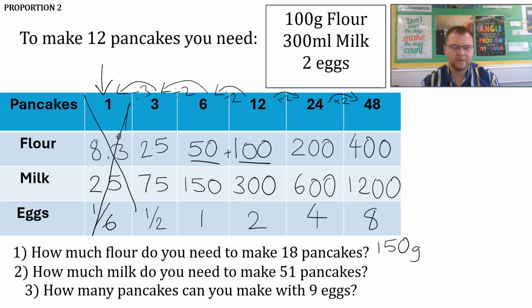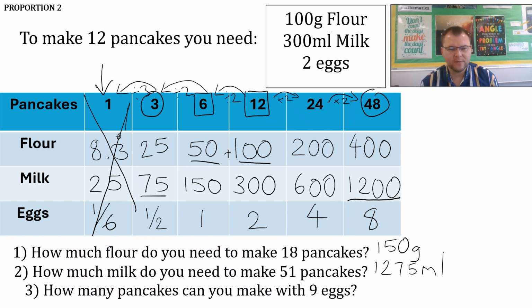How much milk do you need to make 51 pancakes? 51 pancakes is 48 plus 3. Okay, maybe I'll put those in boxes, the 6 and the 12 from the previous first one. 48 and 3. So 1,200 ml, add 75. 1,275 milliliters, or 1.275 liters is also correct.